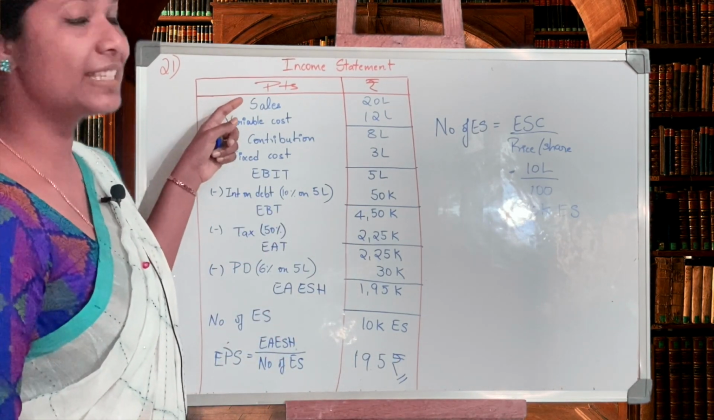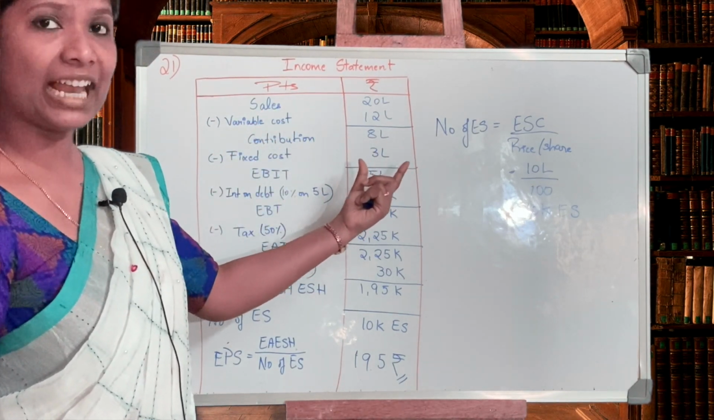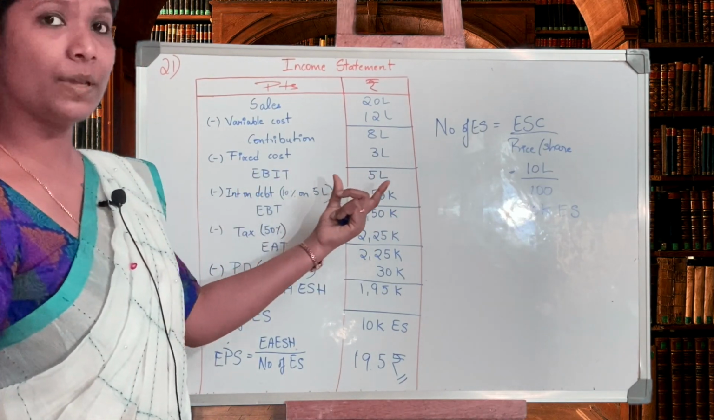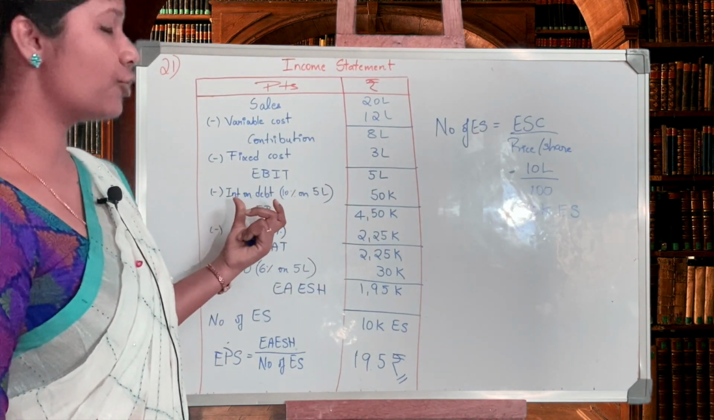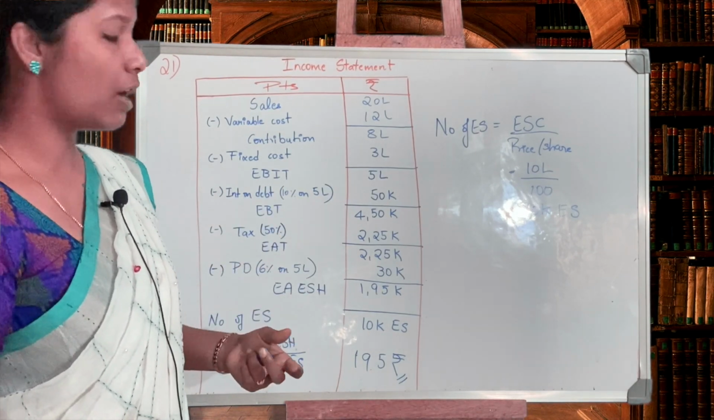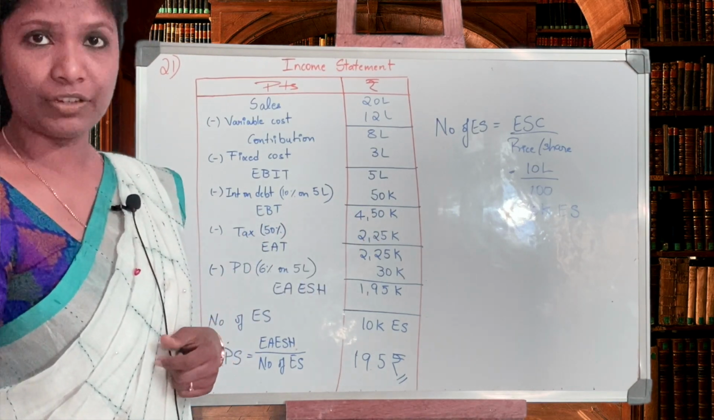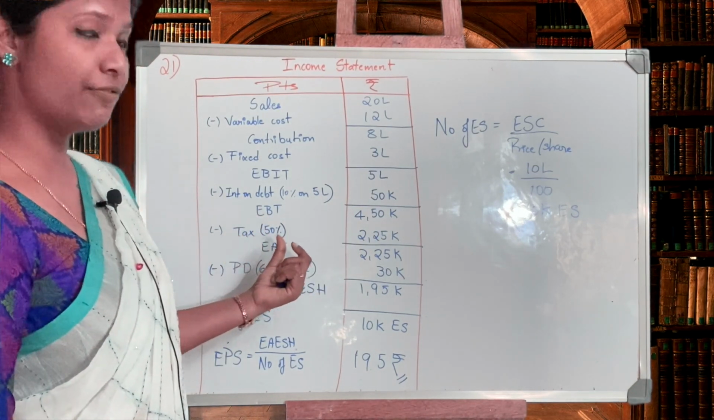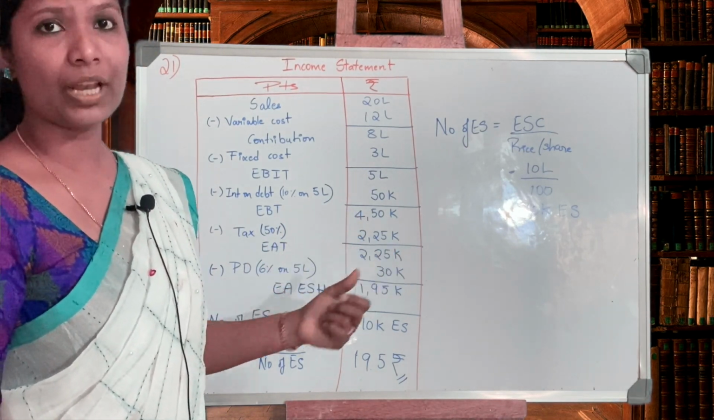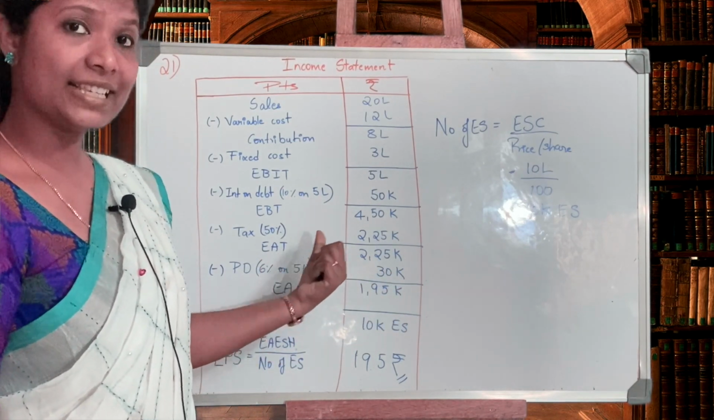So we started at sales, we deducted variable costs, we arrived at contribution of 8 lakh, we deducted fixed cost of 3 lakh, arrived at EBIT of 5 lakh rupees. We deducted interest on debenture given in the question, 10% on 5 lakh is 50,000 rupees. We arrive at earnings before tax of 4 lakh 50,000. We deduct tax at 50%. Half of 4 lakh 50 is 2 lakh 25. The rest half is carried forward in the form of earnings after tax.